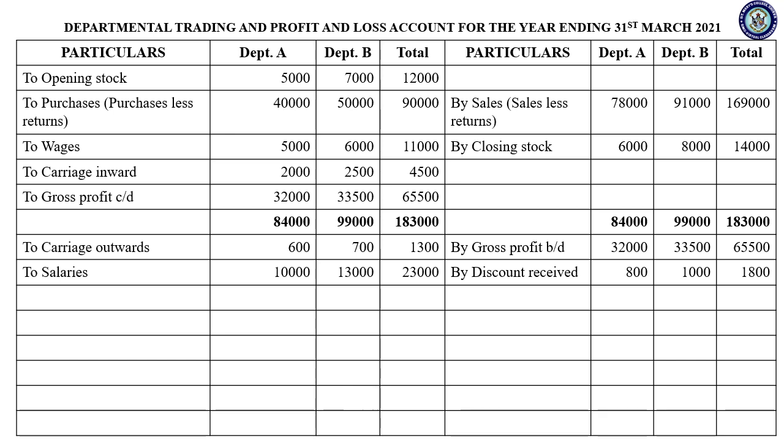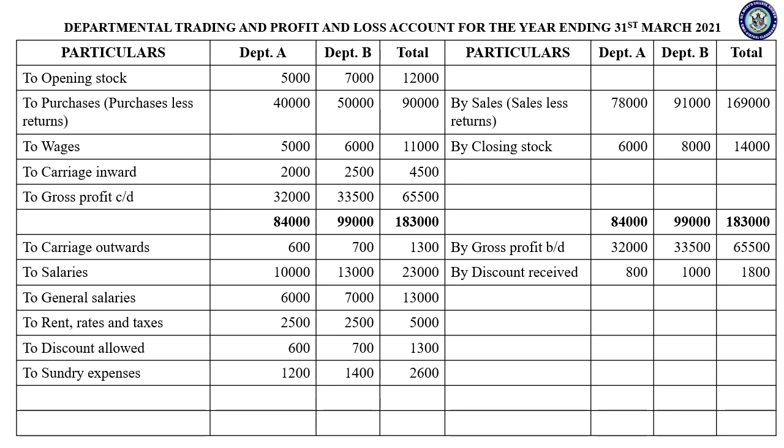You just check your answer, okay? So first one, 2 general salary, so 6,000 and 7,000. Rent, rates and tax equally, so 2,500 each. Discount allowed, so it's on the basis of sales again, so 6 is to 7 or 78 is to 91. Sundry expense 1,200 and 1,400, 2,600 again on the basis of sales, 6 is to 7 or 78 is to 91. Okay, so we are done.